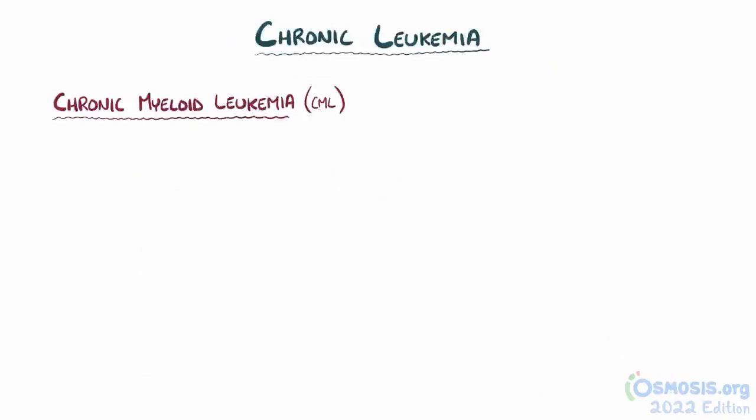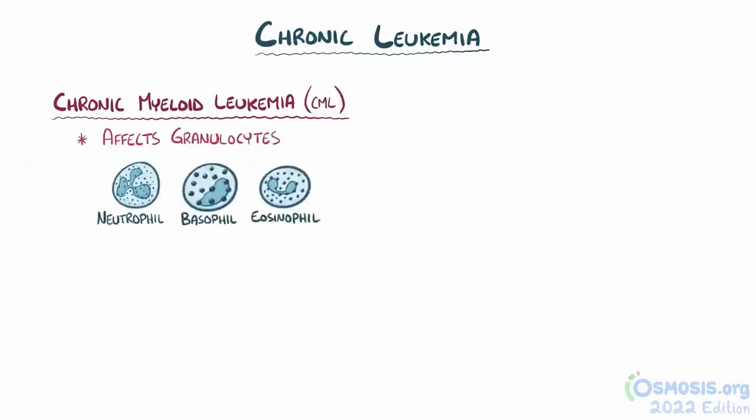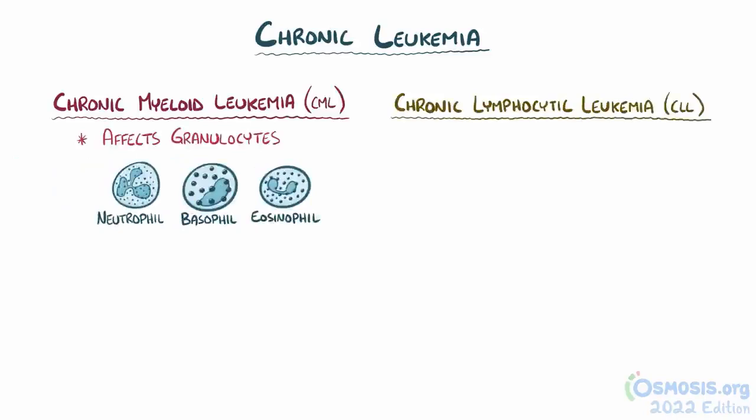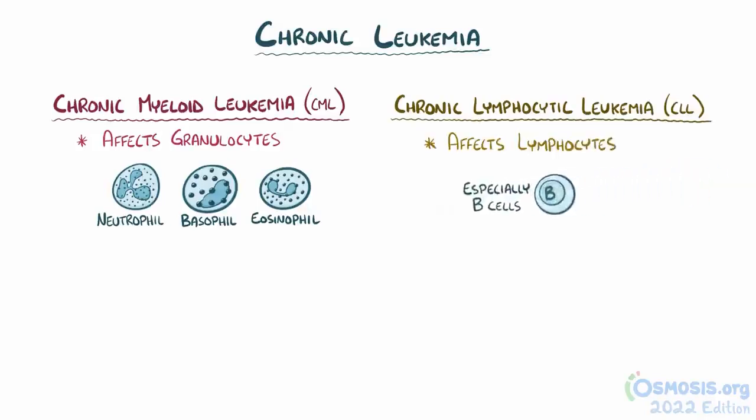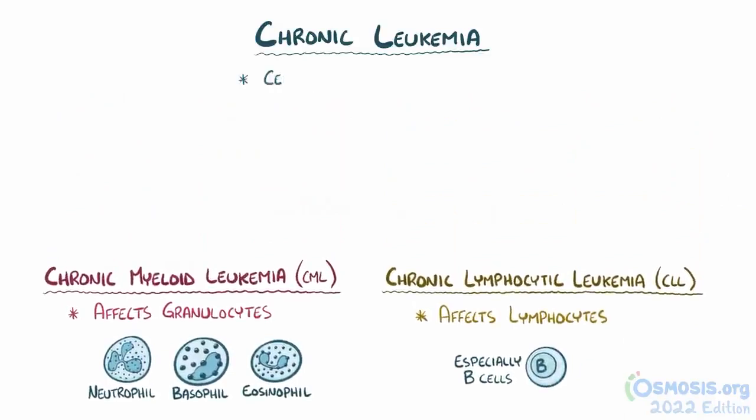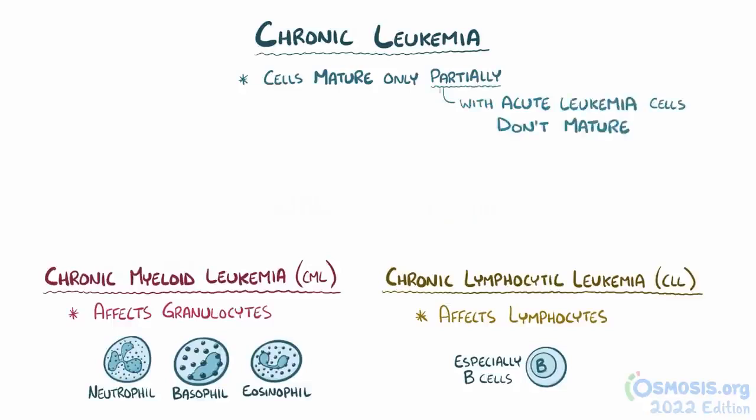Now, there are two types of chronic leukemia. The first is chronic myeloid leukemia, or CML, which is caused by a particular chromosomal translocation that affects granulocytes. The second is chronic lymphocytic leukemia, or CLL, which is caused by a variety of chromosomal mutations that affect lymphocytes, in particular B cells. Both CML and CLL cause cells to mature only partially, and that's a key distinction from acute leukemias, where the cells don't mature at all.